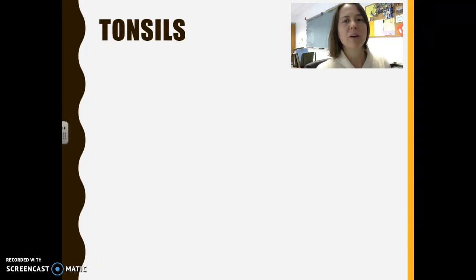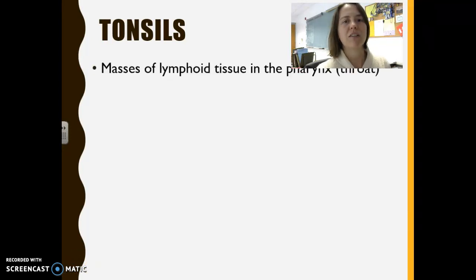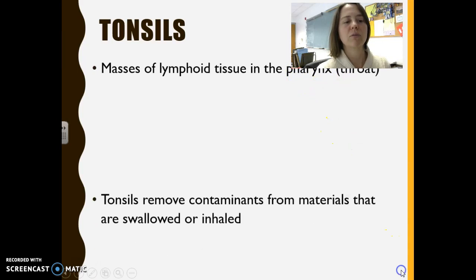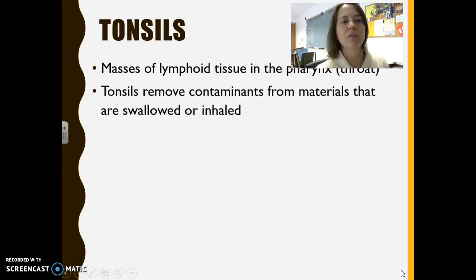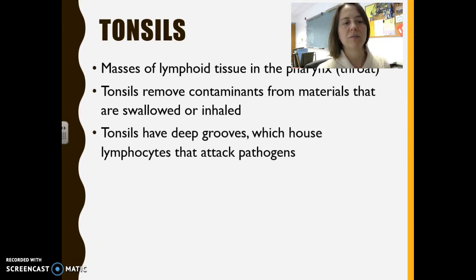The last lymphoid organ I'm going to talk about are the tonsils. They are masses of lymphoid tissue in the pharynx, which is the throat. Tonsils remove contaminants from materials that are swallowed or inhaled. They have deep grooves which house lymphocytes, which we know are a type of leukocyte, white blood cell, and those lymphocytes will attack pathogens. You actually have 3 sets of tonsils.